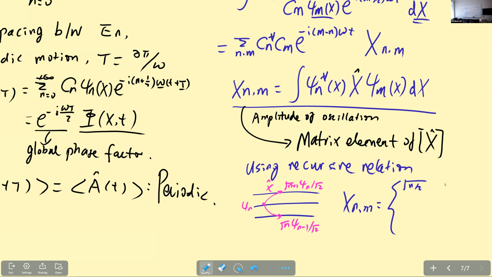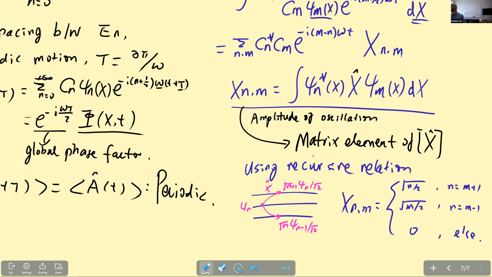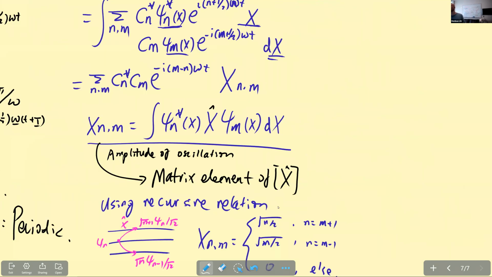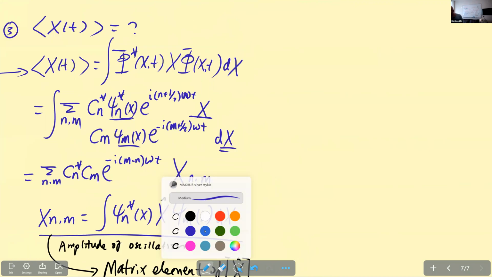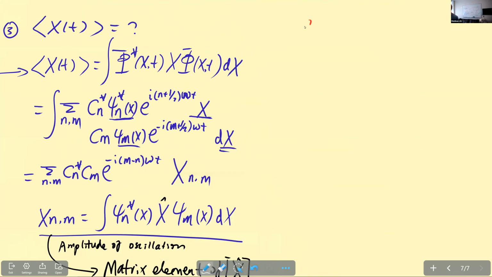So if n equals m plus 1, or it will be the square root of m over 2 if n equals m minus 1. Otherwise, it will be just 0, right? So this one gives us the selection rule.